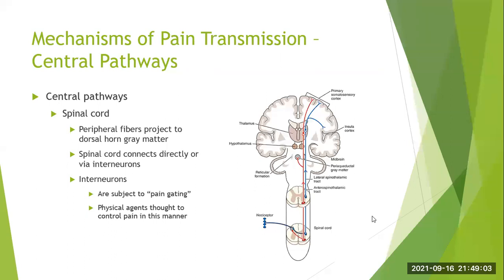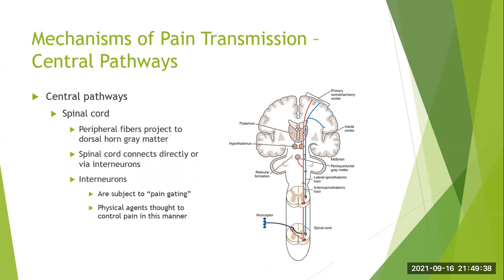And those central pathways, the peripheral fibers project to the dorsal horn of the spinal cord, and that's gray matter. And gray matter is always the cell bodies. The spinal cord connects either directly to the ascending system or via interneurons. So interneurons are shorter neurons that go shorter distances, and usually the communication within the spinal cord and within the cerebral cortex is accomplished by interneurons.